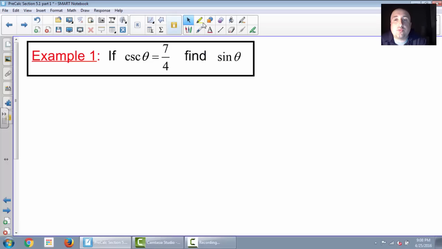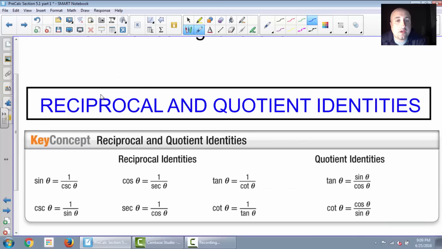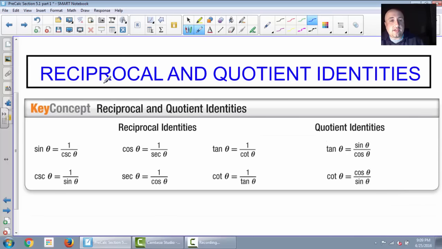So here's example number 1. It says, if cosecant of theta is 7/4, so I'm going to rewrite that here, and I'm going to get rid of the theta. You don't need that right now. If cosecant is 7/4, we're going to find sine. So let's find a trig identity that uses cosecant and sine. Notice here, what does it say? It says cosecant is equal to 1 over sine, or sine is equal to 1 over cosecant.